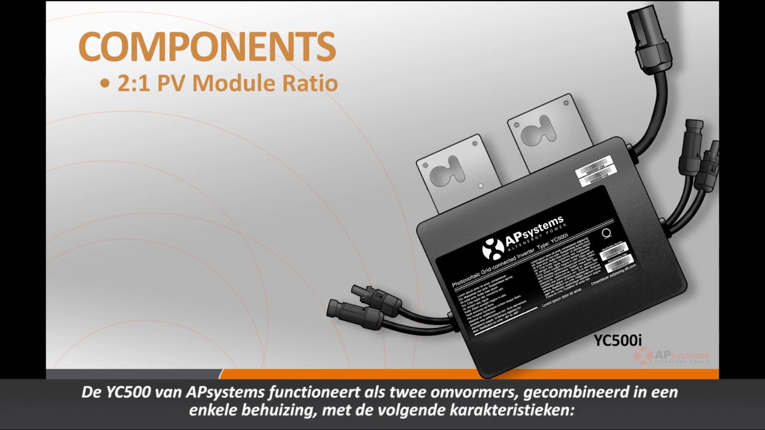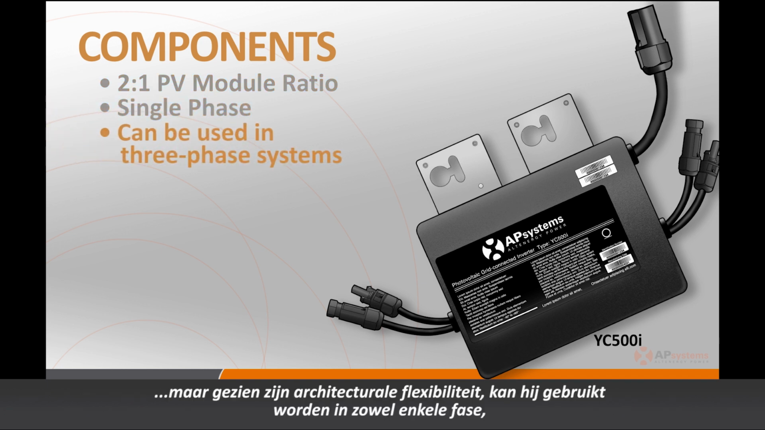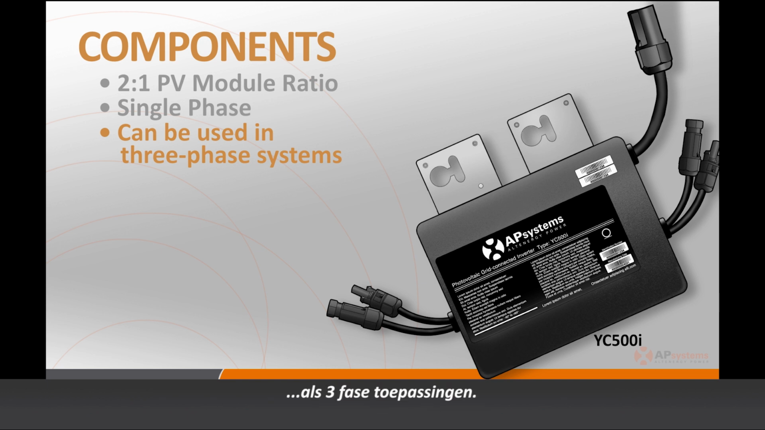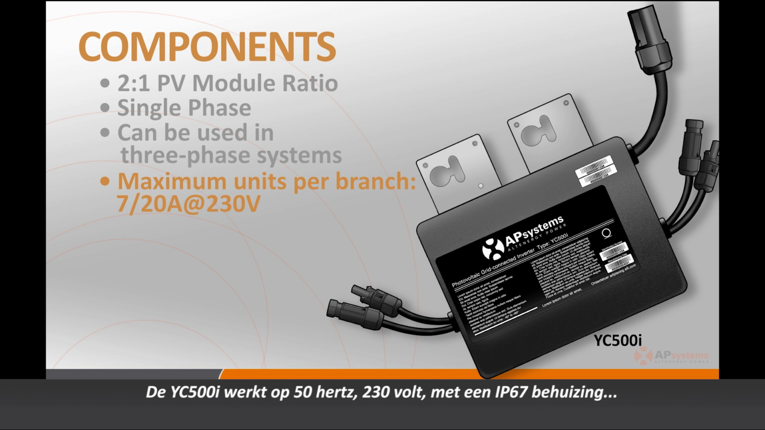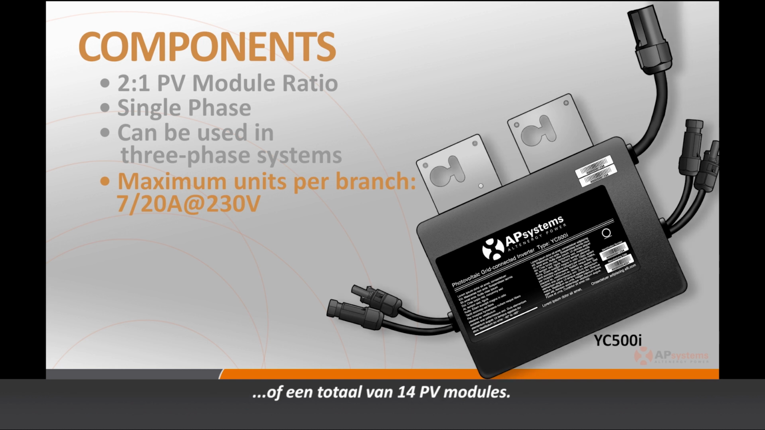The APsystems YC500 functions as two inverters, built into a single case, and has the following characteristics. It's a single-phase inverter, but given its architectural flexibility, it can also be used in both single-phase and three-phase applications. The YC500i operates at 50 Hz, 230 volts, has an IP67 enclosure, and operates with two independent MPPTs and integrates VDE relays. The maximum number of units per 230 volt, 20 amp circuit is 7, or a total of 14 PV modules.